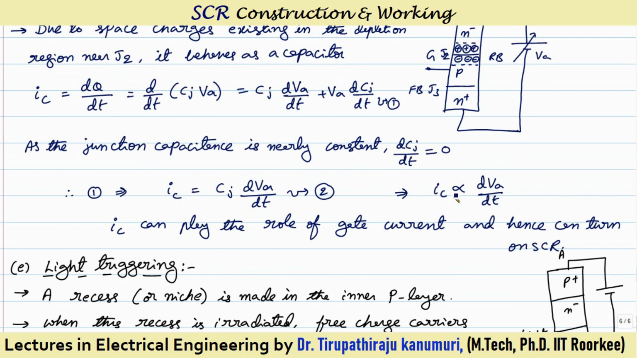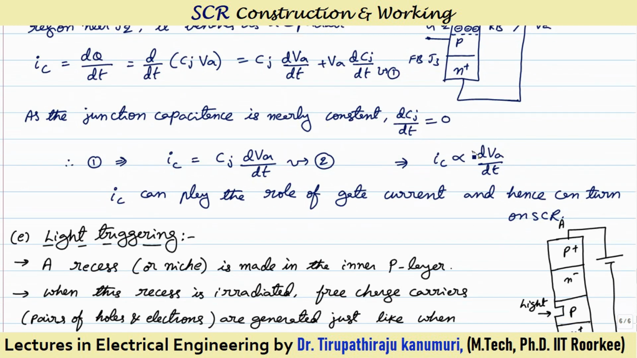sufficient, because this current Ic that is passing will do the same thing that the gate pulse, the gate current, is doing. Because of this, recombination happens, the barrier width decreases, and the characteristic and everything will be similar to that of gate pulse triggering only. So if we can vary the value of dVa/dt, we can turn on our SCR.